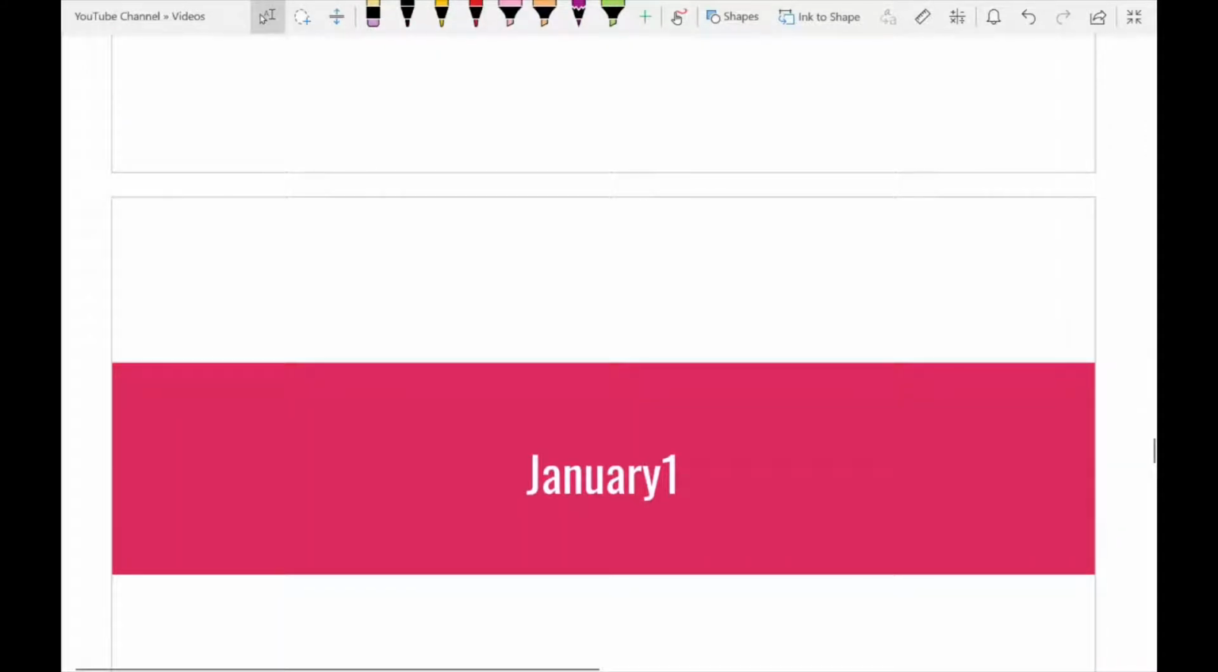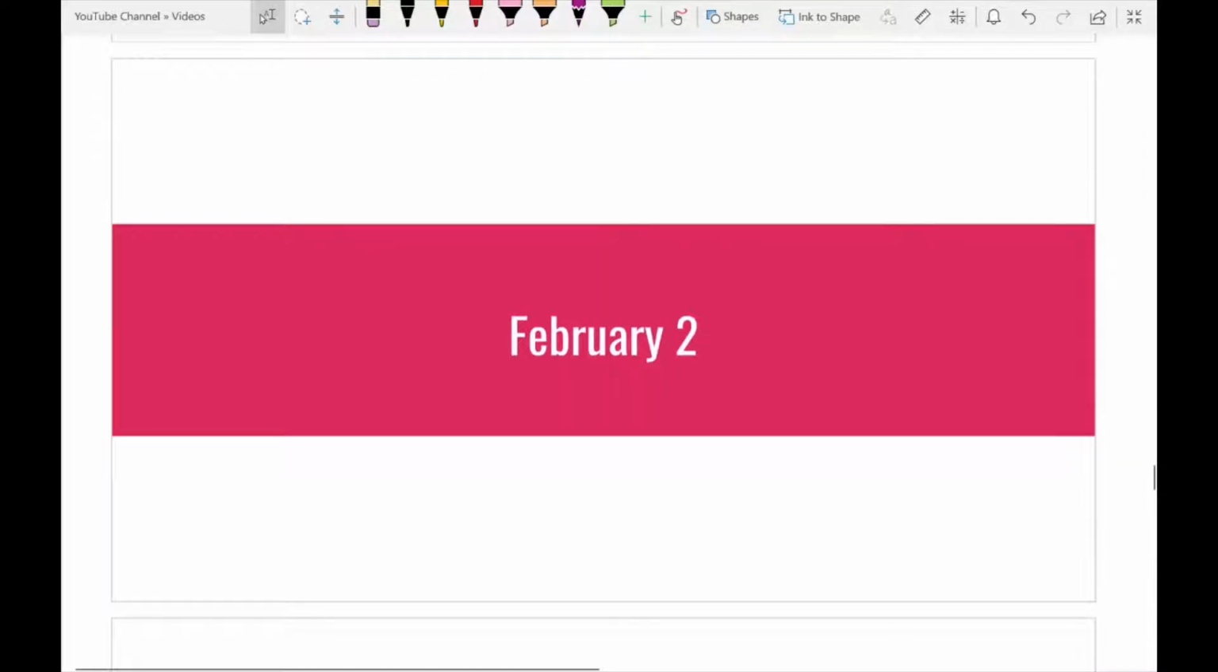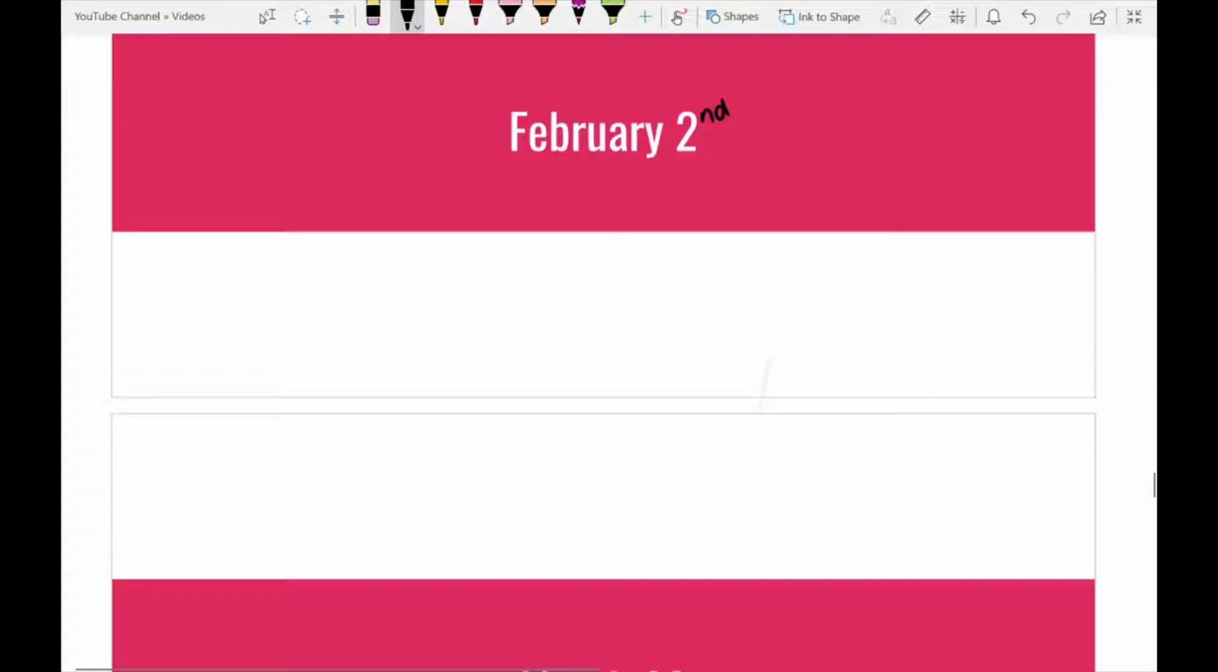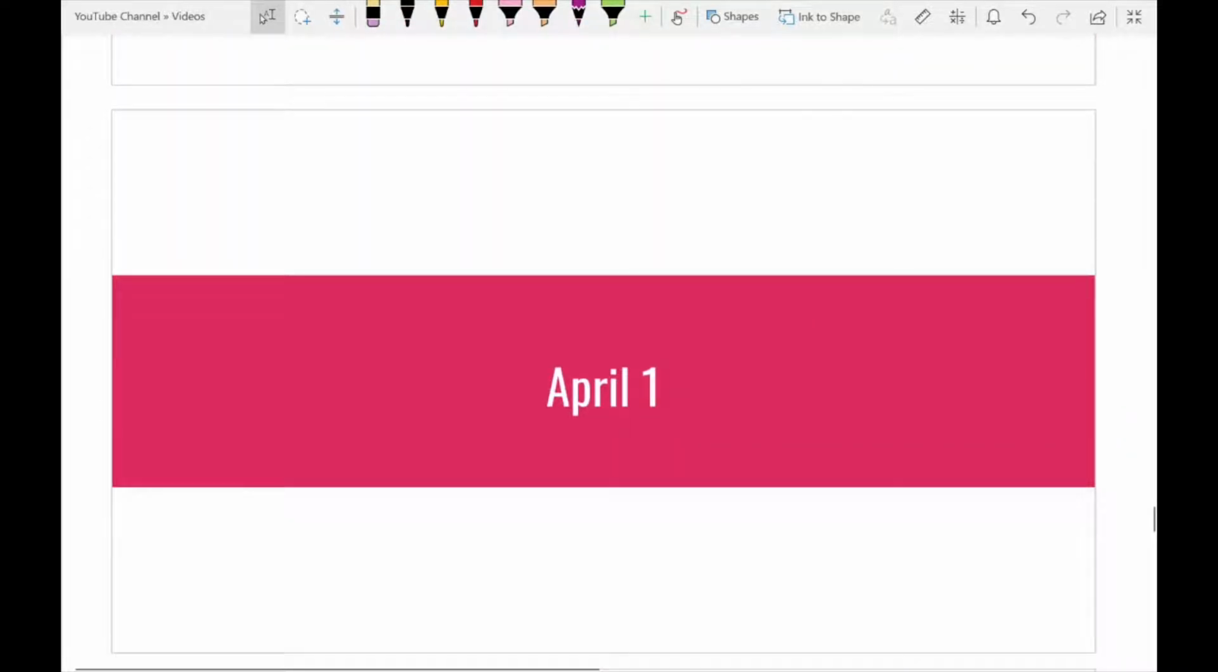January 1. Oh, I forgot to put a space in there. Imagine there's a little space. But January 1, again, another big event in North America. January the 1st. February 2. If you said February the 2nd, you'd be correct. March 23. If you said March the 23rd, you would be correct. April 1. This is another big holiday in North America.